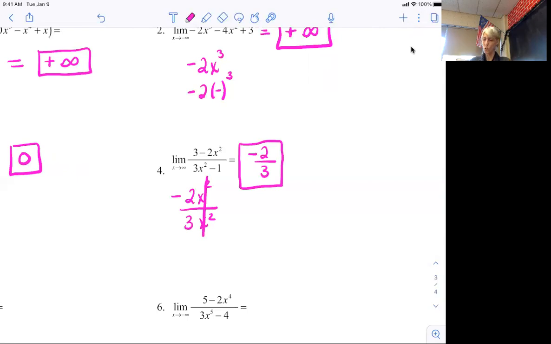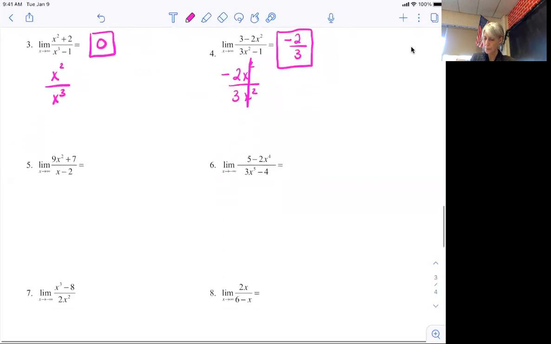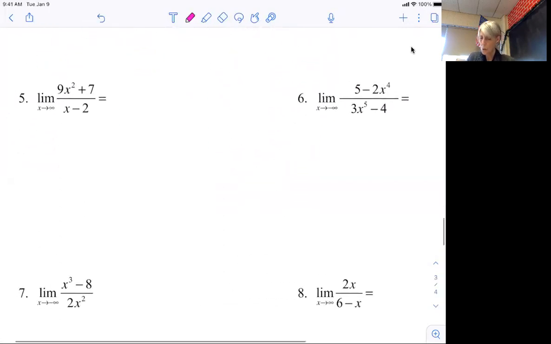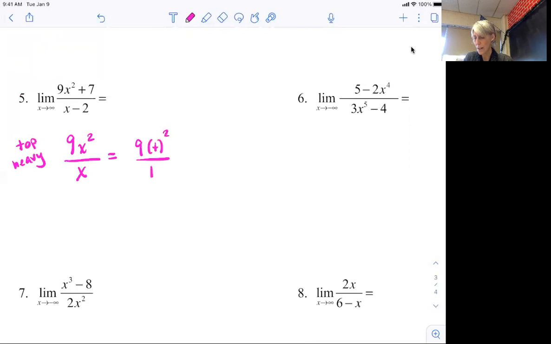closer to negative 2/3. The limit as x goes to positive infinity of 9x squared over x. Top heavy means think. So I'm going to positive infinity. I want to know what's happening when I plug in a positive value. That's going to be a positive number in the numerator, a positive number in the denominator, positive over positive, so I'm going to positive infinity.